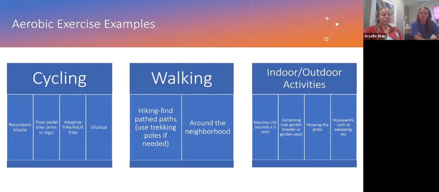You can do standing marches. I usually start with the protocol about 30 seconds and do 3 sets of those with rest breaks in between. And then I just tailor that to individual needs, if 30 seconds is too easy or too hard for them.